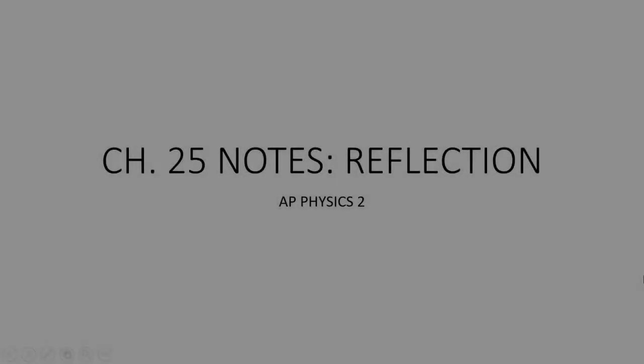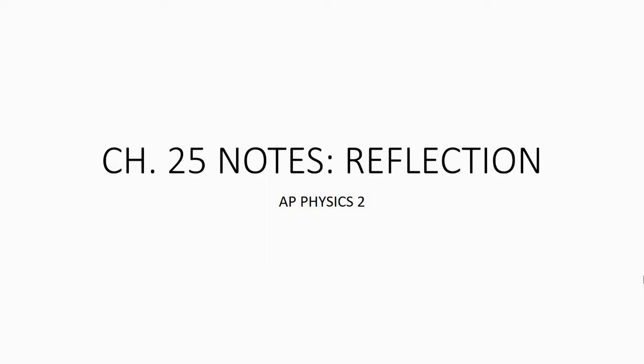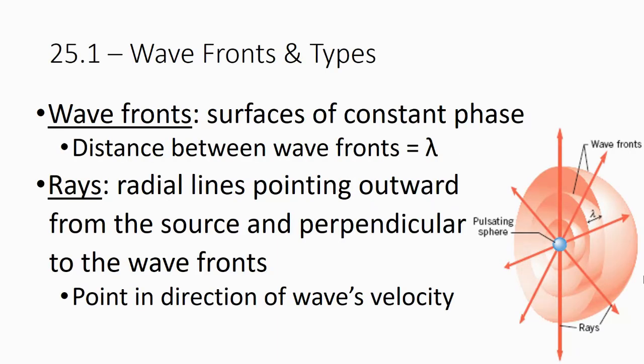Today we'll be taking a look at reflection for optics for AP Physics 2. So a couple of vocab terms, wave fronts. If you think of an ocean with waves coming in, there are wave fronts, those crests that you see. So the distance between those wave fronts would be equal to the wavelength, which is lambda.